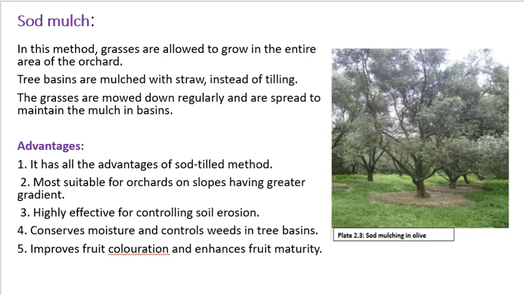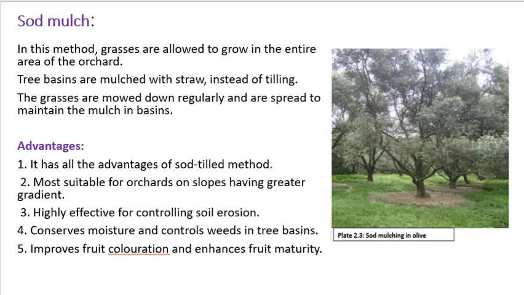Advantages of this system are it has all the advantages of the sod culture method, most suitable for orchards on slopes having greater gradient, highly effective for controlling soil erosion, conserves the moisture and controls the weed in tree basins, improves the fruit coloration and enhances the fruit maturity. So this was all about the sod culture, sod mulch and clean cultivation in your orchard.